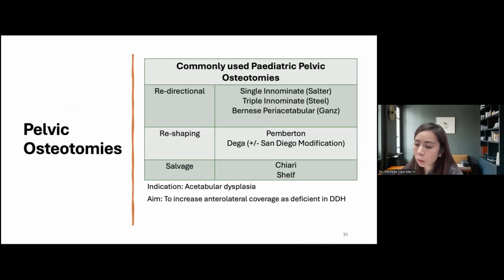Okay, so pelvic osteotomies, another type of procedure that we commonly do, sometimes during the setting of an open reduction. So we can actually group them into various ways, and this is just one way to categorize them based on what changes are made to the acetabulum, whether you're performing a redirectional, reshaping, or salvage.